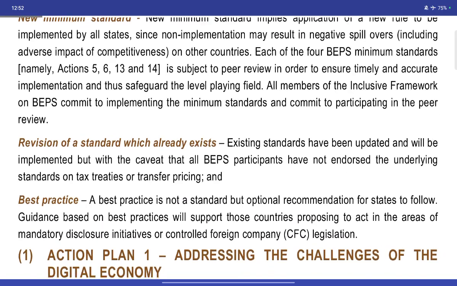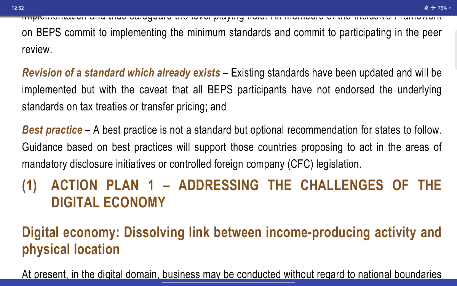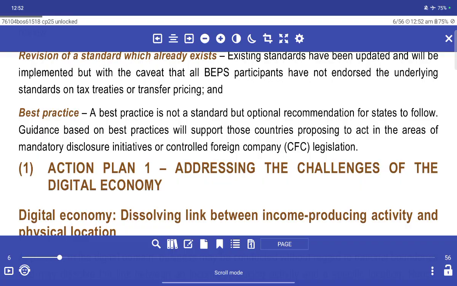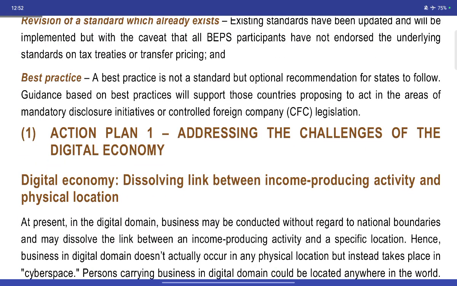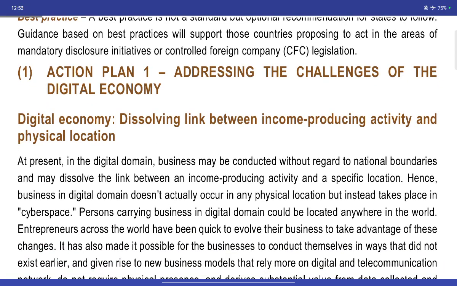All members of the inclusive framework on BEPS should commit to the implementation of minimum standards and to participation in peer review. Revised standards are standards which already exist. Existing standards will be updated and implemented by the relevant BEPS participants who have endorsed the underlying standards of tax treaties and transfer pricing. Best practice is not a standard but an optional recommendation for states to follow. The guidance based on best practices will be subject to countries proposing to act in the areas of mandatory disclosure and controlled foreign companies.